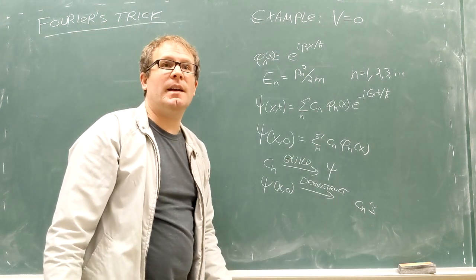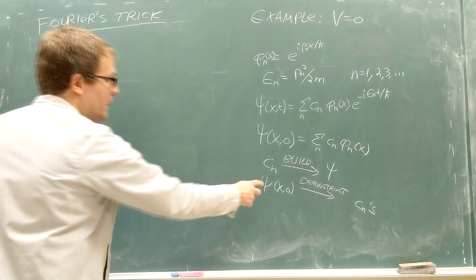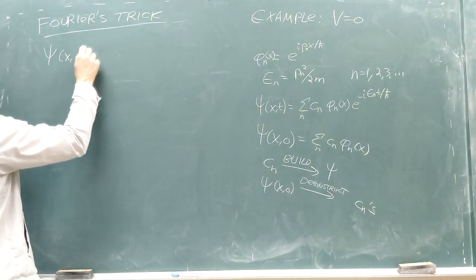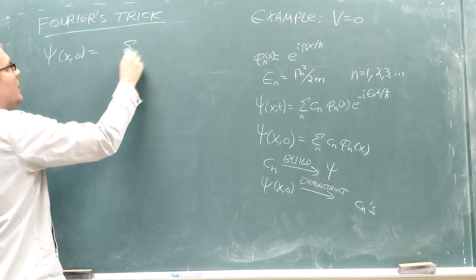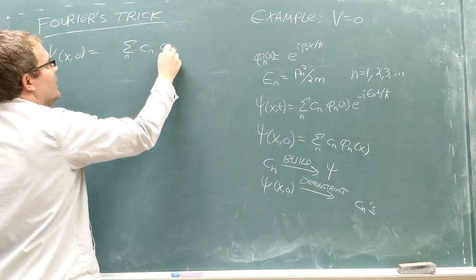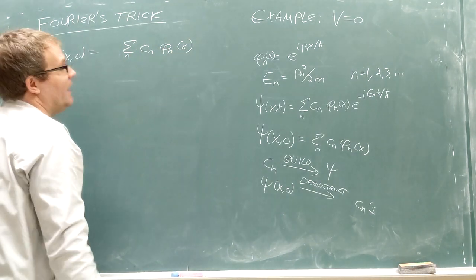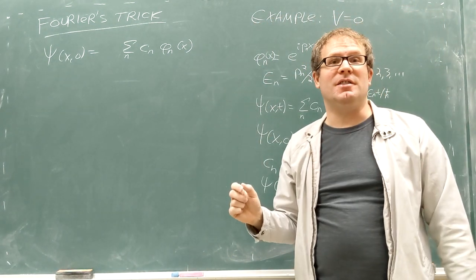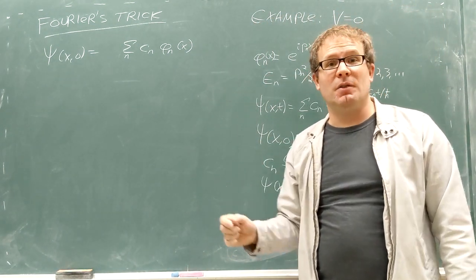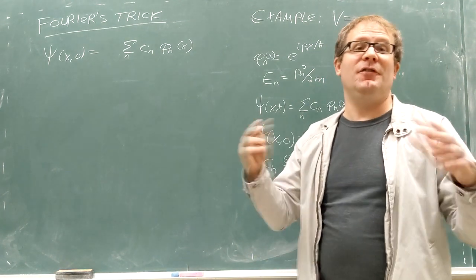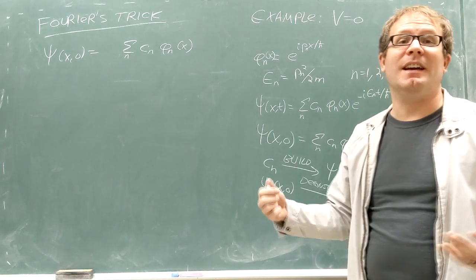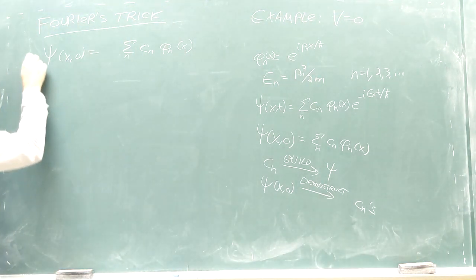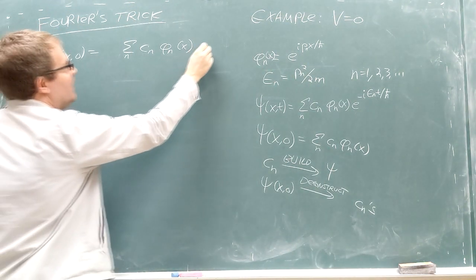So let me show you how we get this. We'll start off with this little piece here with psi of x and 0 equals summation on n, c_n, phi_n of x. And we're going to add a couple of things onto this equation here. The first thing we're going to do is pick a different value for an index. We're going to multiply by phi_m.